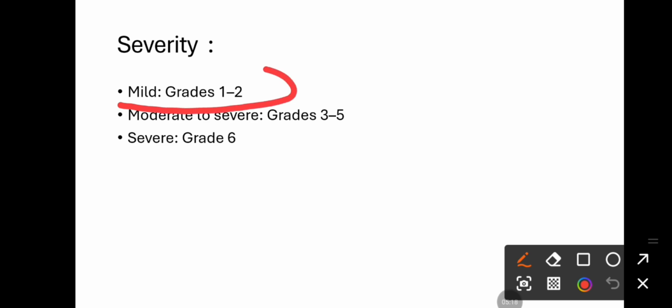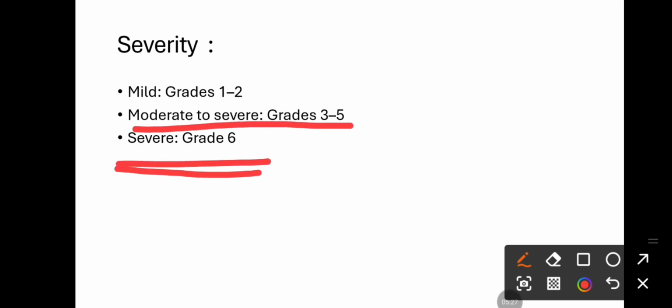And for the severity, there will be mild for grade 1 and 2. And for moderate to severe, there will be grade 3 to 5. And for the severe, that is sight-threatening, grade 6.